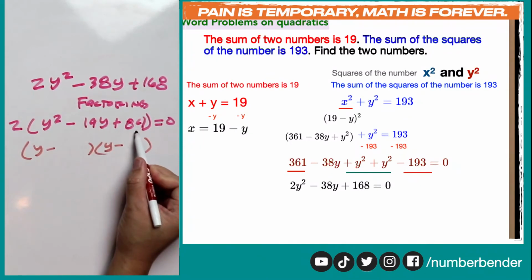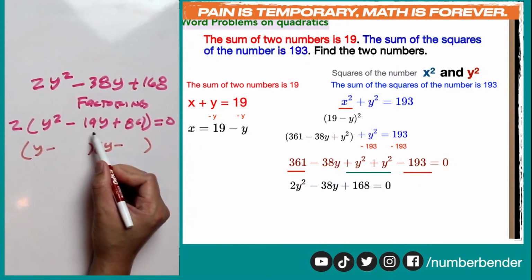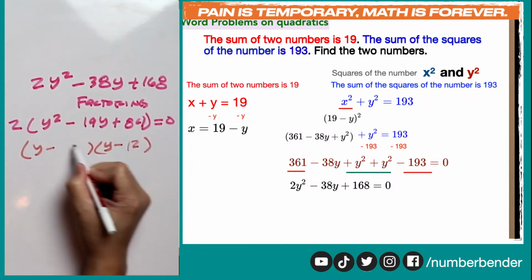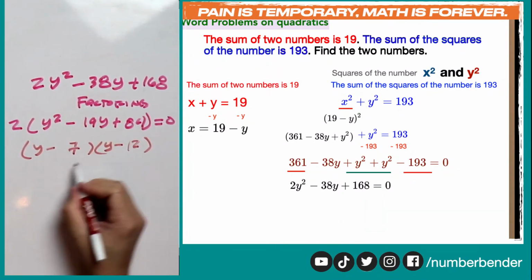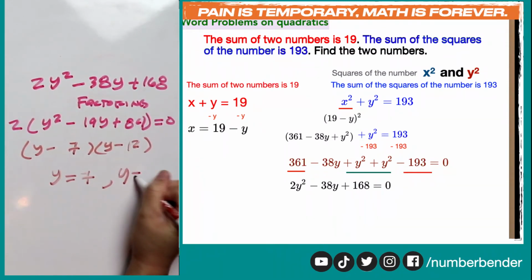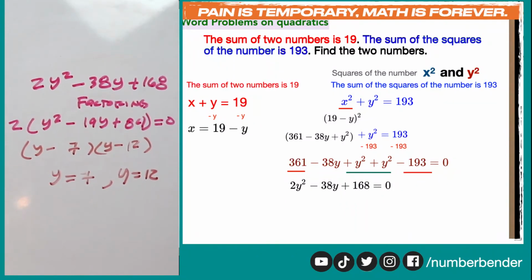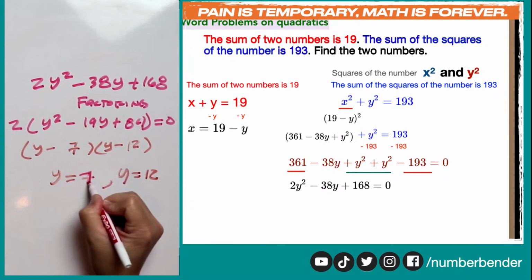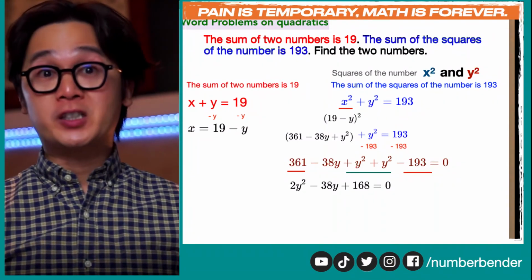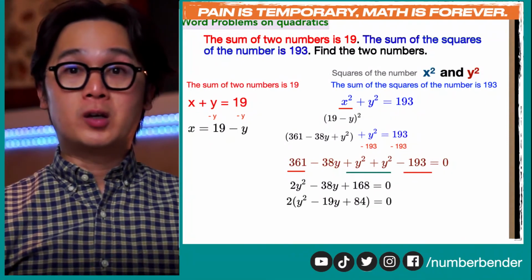And those two factors of 84 that will give me 19, I know my multiplication table really well, it's going to be 12 and 7. So now my values of y are equal to 7 and y equals 12. And now I was able to produce the possible values of y that we're looking for, based on the quadratic equation that we were able to generate from our word problem.